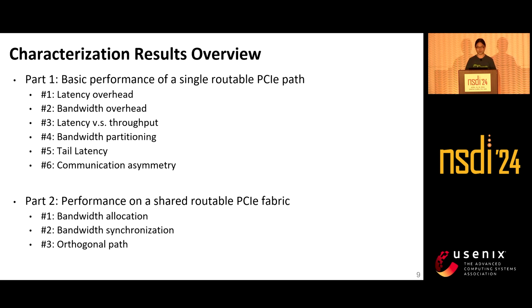The second part is the performance of multiple flows on a shared Routable PCIe fabric. We look at the bandwidth allocation, the bandwidth synchronization, and orthogonal paths. In this presentation, I will mainly focus on the first 3 items in part 1 and the first 2 items in part 2.